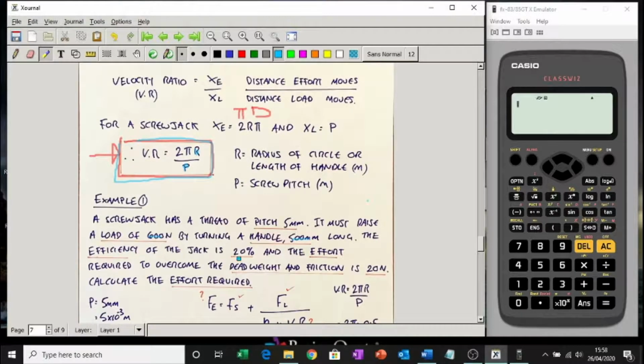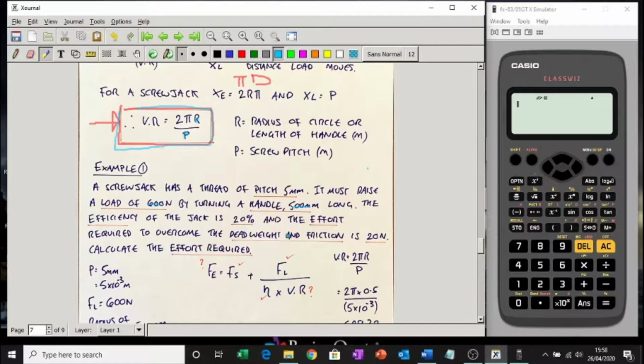The efficiency of the jack is 20% or 0.2 in our case, and the effort required to overcome the dead weight and friction is 20 newtons. That's our FS. Calculate the effort required.